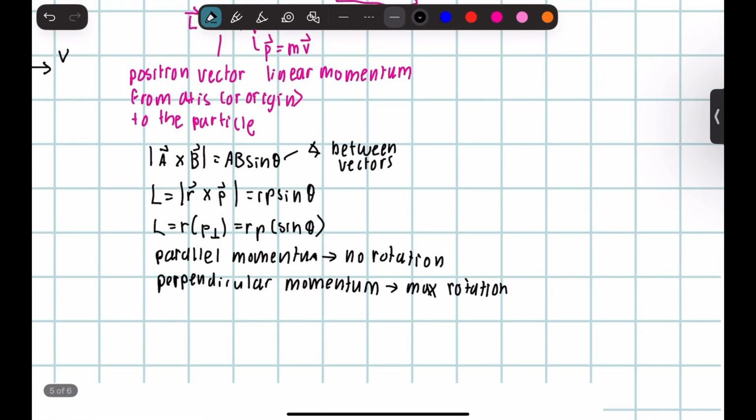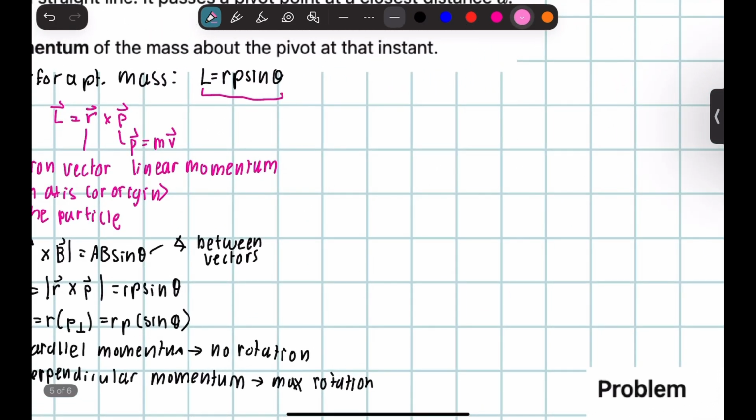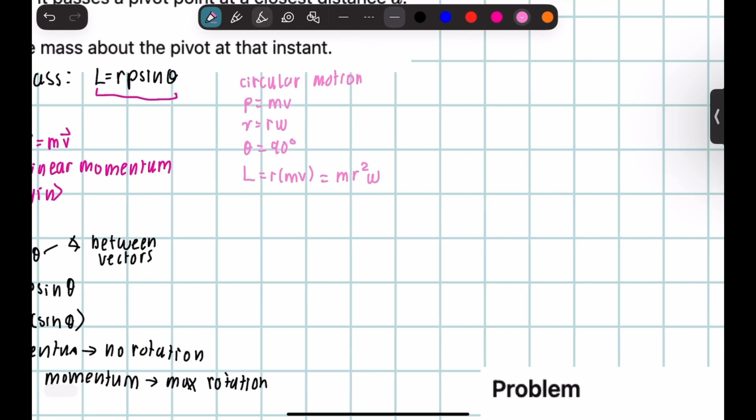So this formula matches because we know specifically for circular motion, momentum is just equal to mass times velocity. V is just going to be R times the angular velocity, and theta is going to be 90 degrees. So then you have L equal to R times mass times velocity, which is equal to mr squared times angular velocity, because you plug in V equal to RW.